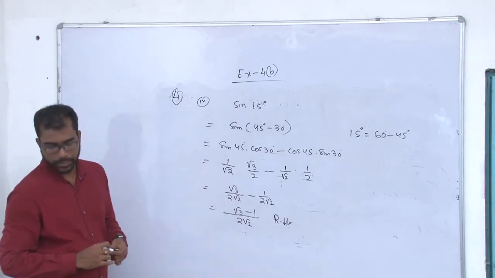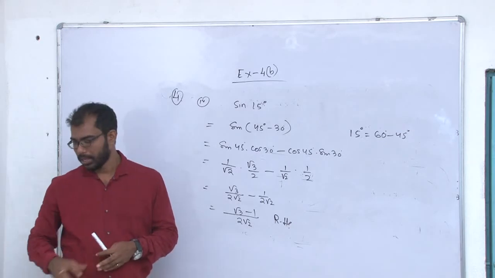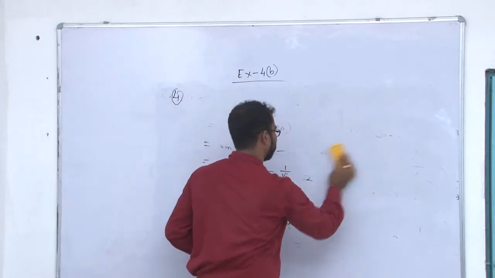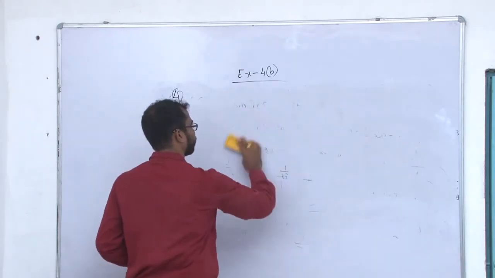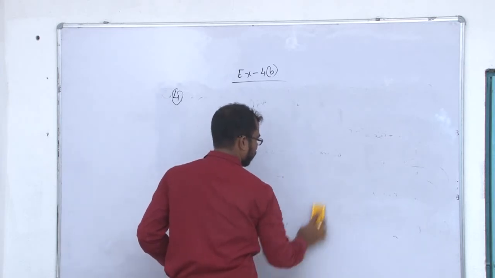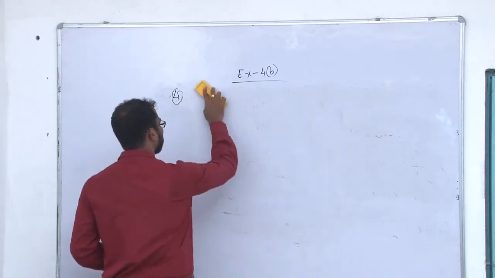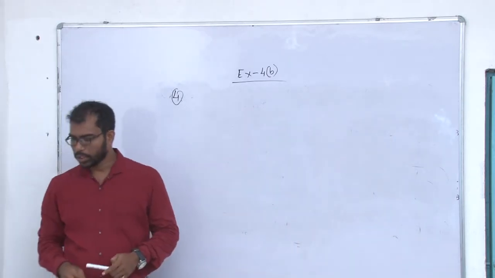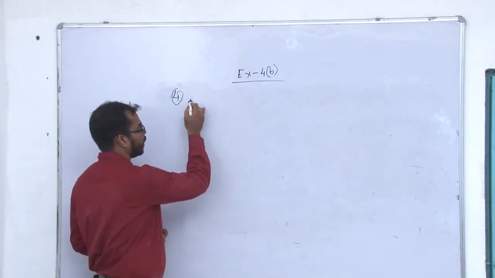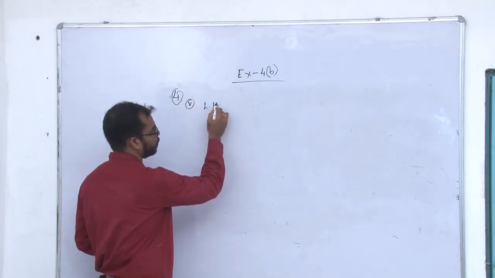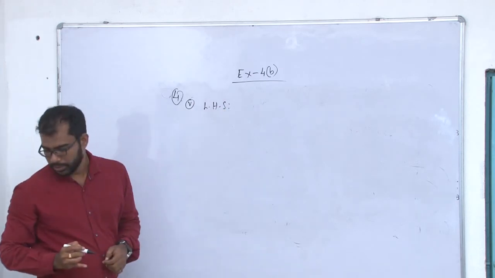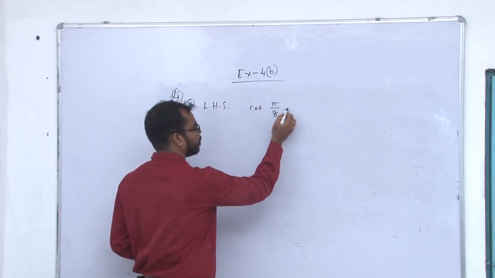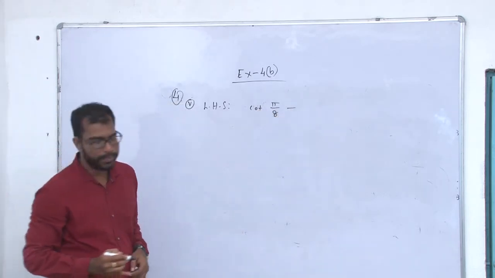Next, proceed to question number 5, that is the fifth part of question number 4: cot pi by 8 minus tan pi by 8.